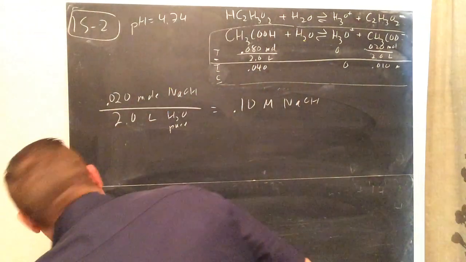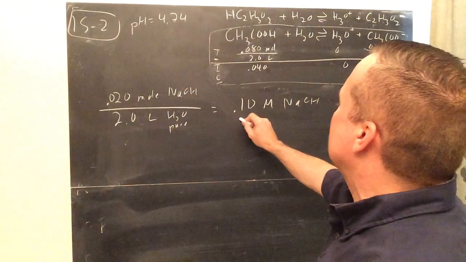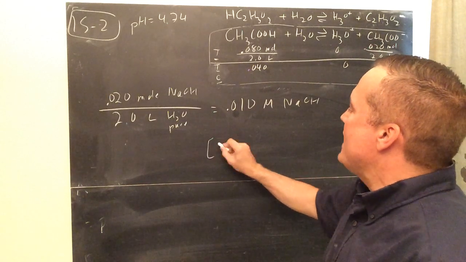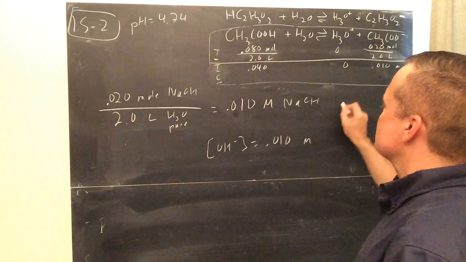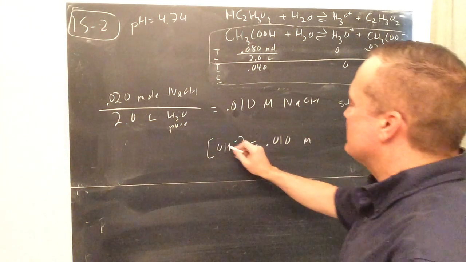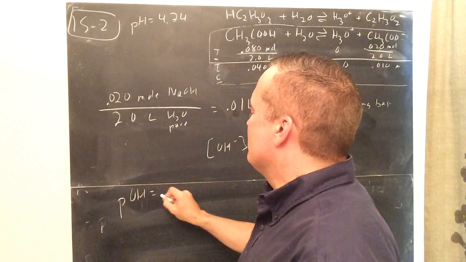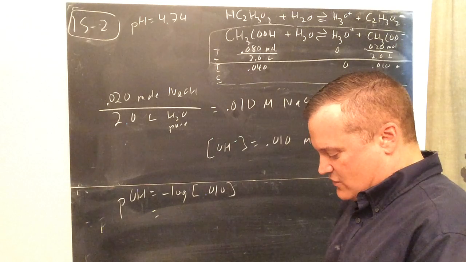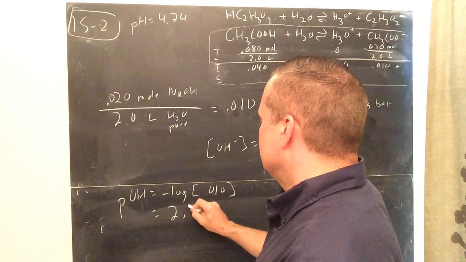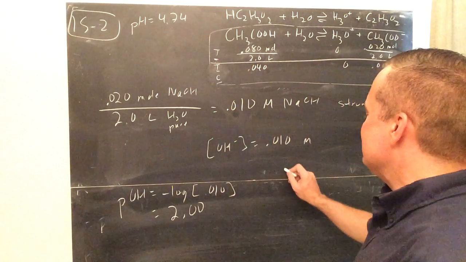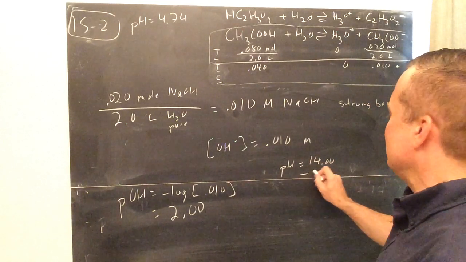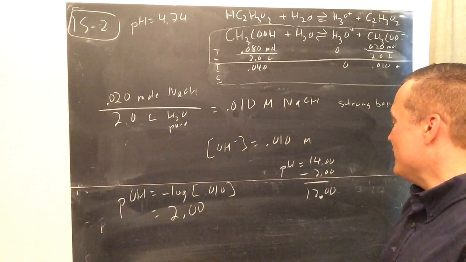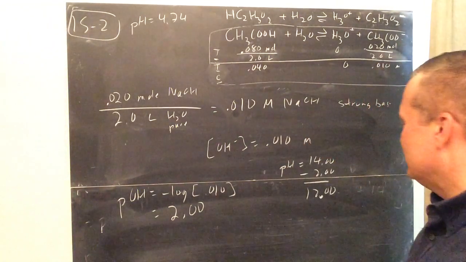Well, you'll find the pOH, right? So remember, if it's 0.010 molar NaOH, then the OH negative will also be 0.010 molar because it's a strong base. So if I add that to pure water, the pOH equals the negative log of the OH concentration, 0.010. So the pOH would be the negative log of 10 to the negative 2, which is 2.00. So that means the pH equals 14 minus 2, which is 12. pH is 12.